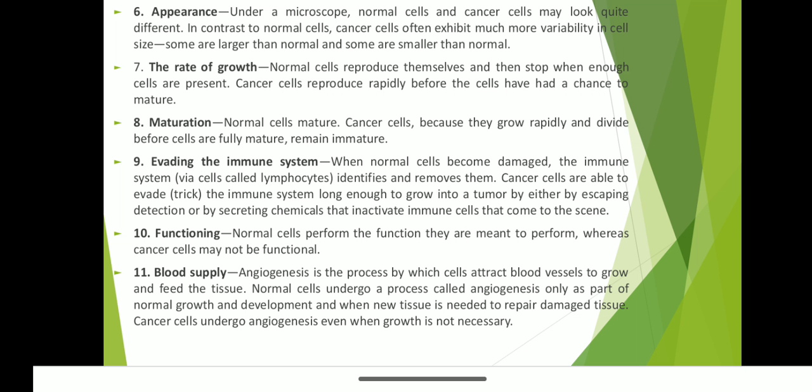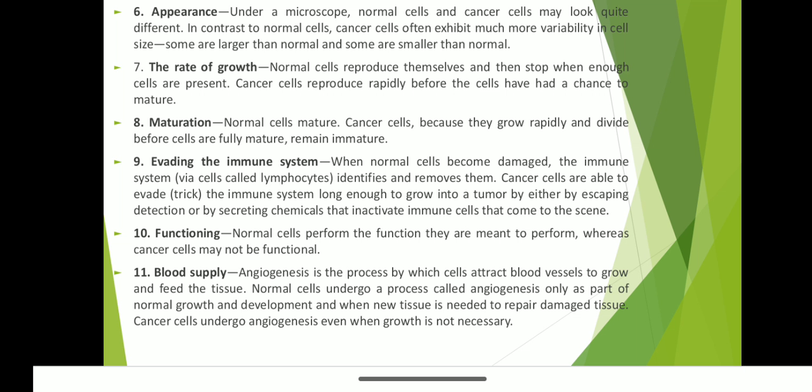Evading the immune system. When normal cells become damaged, the immune system, via cells called lymphocytes, identifies and removes them. Cancer cells are able to evade the immune system long enough to grow into a tumor, either by escaping detection or by secreting chemicals that inactivate immune cells that come to the scene. Some of the newer immunotherapy medications address this aspect of cancer cells.